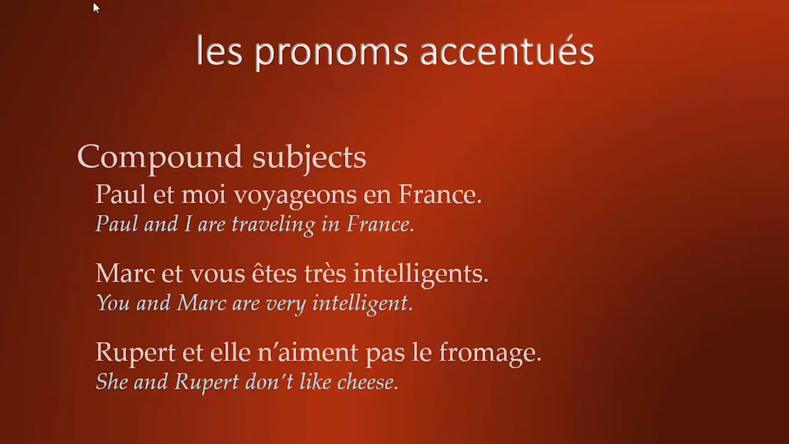A third example, Rupert et elle n'aiment pas le fromage. She and Rupert don't like cheese. Note that in French, the pronoun tends to come at the end, whereas in English, we tend to put the pronoun first unless that pronoun is I. So the order is not necessarily word for word the same in English and in French in this situation.